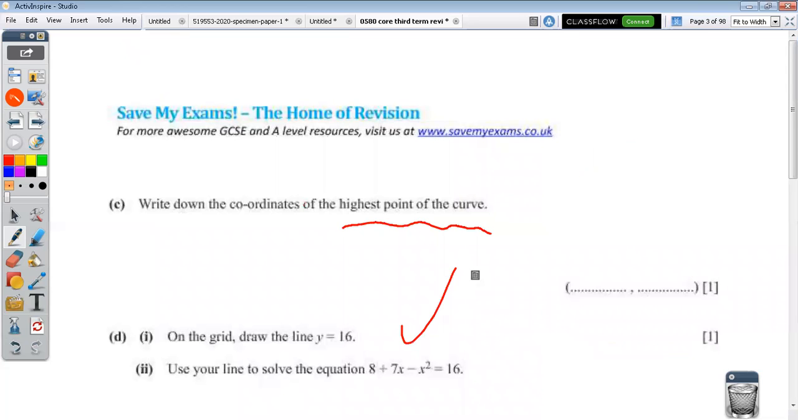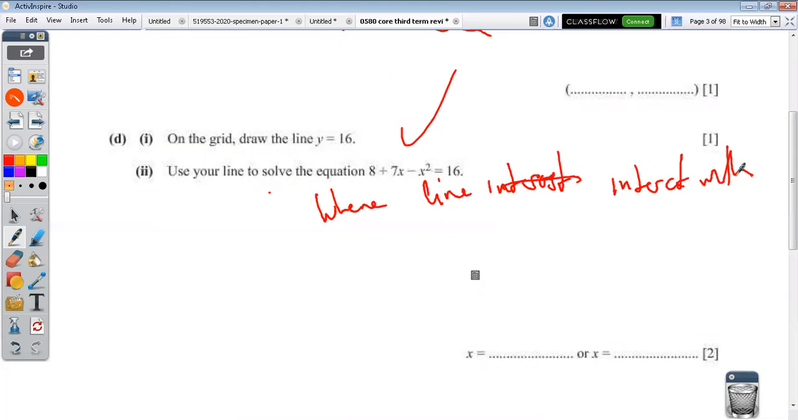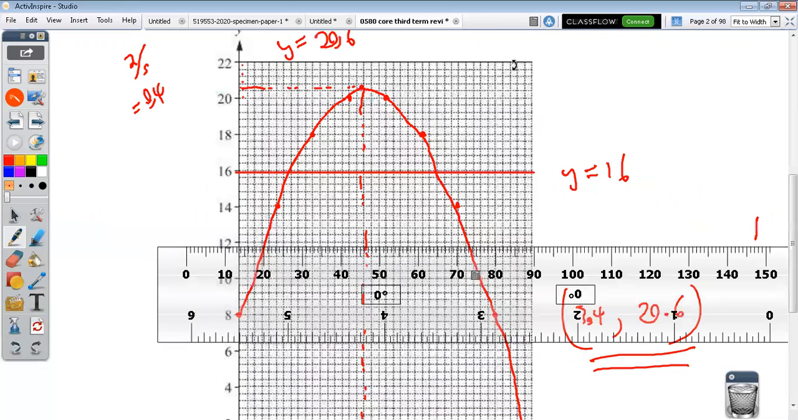Yes, sir. Now, use the line to solve. It means where the line intersects with the graph or the parabola. Where the line intersects with the parabola, that's your x coordinates of that are the solutions here. Clear? So it's easy. Now let's look at the x coordinates of the points of intersection.